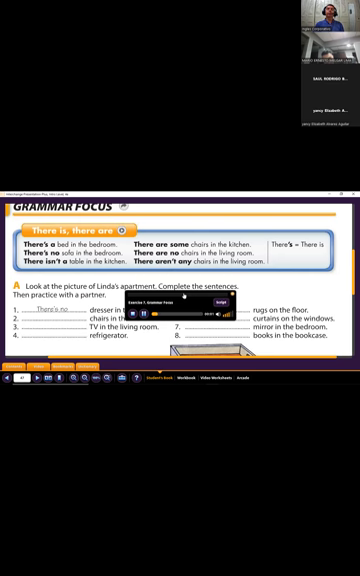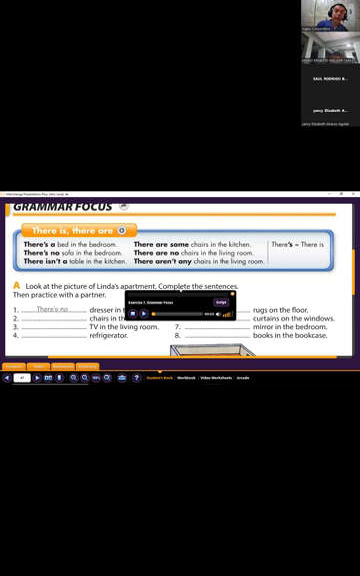Page 47, exercise 7, grammar focus. There is, there are. There's a bed in the bedroom. There's no sofa in the bedroom. There isn't a table in the kitchen. There are some chairs in the kitchen. There are no chairs in the living room. There aren't any chairs in the living room. There's equals there is. Good, that's it, right?